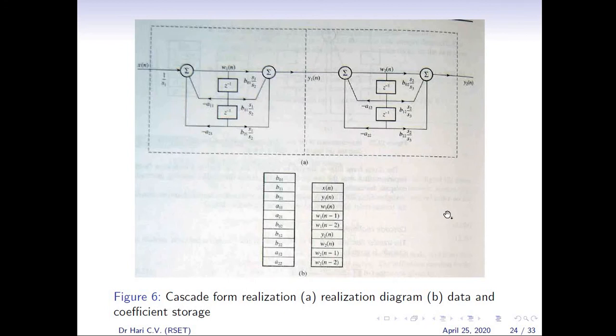Here you can see the corresponding cascade form realization in figure A, and the data and coefficient storage in B. Here x of n, y1 of n, w1 of n, w1 of n minus 1, w1 of n minus 2, y2 of n, w2 of n, w2 of n minus 1 and w2 of n minus 2 like this. Similarly b01, b11, b21, a11, a21, b02, b12, b22, a12 and a22.